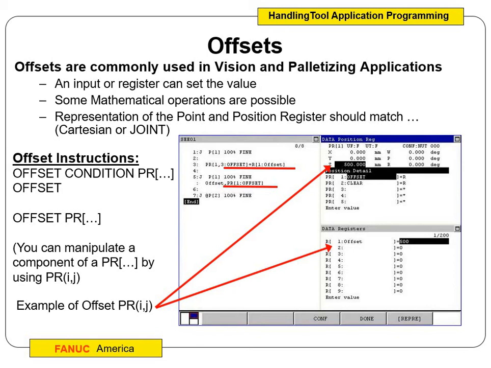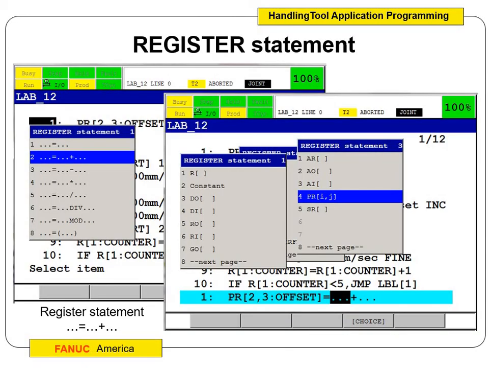We need to make sure that they match. So once again, do everything in world, okay? We're not going to do too much in joint because everything you're programming has been in world, okay? So we have the different offset conditions that we're going to do, and we can manipulate the position register using the IJ command.